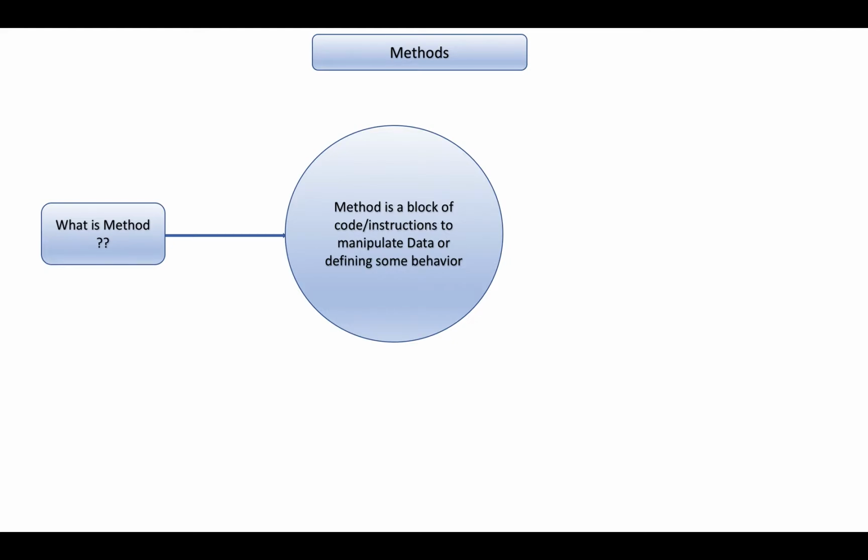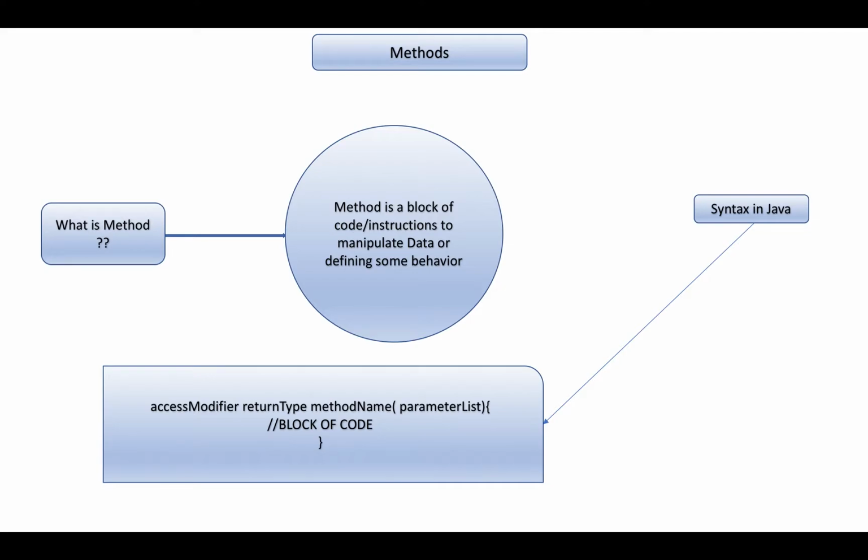Now, what is the syntax for writing a method in Java? First, to write a method, we have to define the access modifier. What is an access modifier? We had just discussed it in the last video. If you don't know, you can have a look at the last video. Basically, it's the public, private, protected, and default keywords which define the scope of the accessibility of the method.